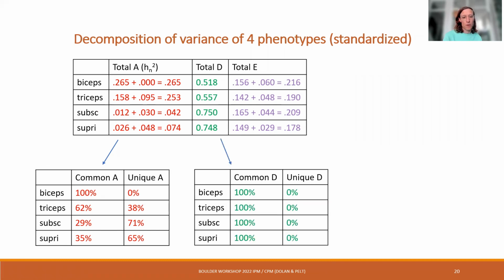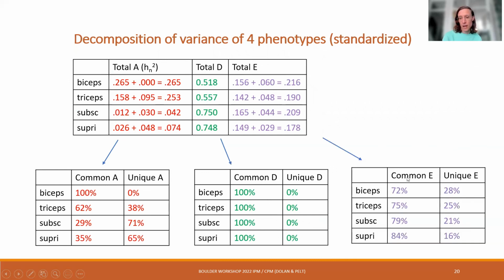We see that, of course, for D, 100% is due to the common factor. And for E, we see that the non-shared environmental effects are mostly due to common effects, and this doesn't differ that much between phenotypes.